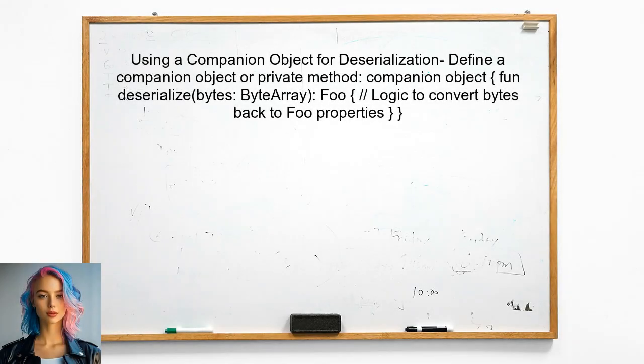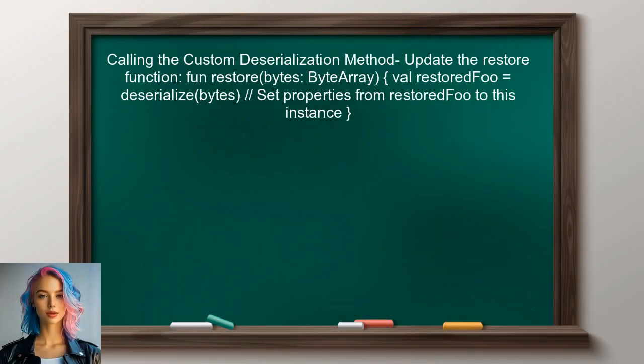In this custom method, the user can utilize a companion object or a private method to handle the deserialization process. This way, the properties can be set directly without needing to reference the singleton instance. Finally, the user can call this custom deserialization method within the restore function. This will allow the singleton to recover its state seamlessly.